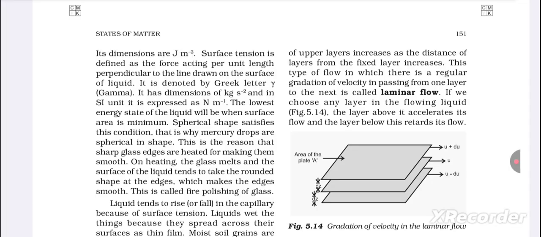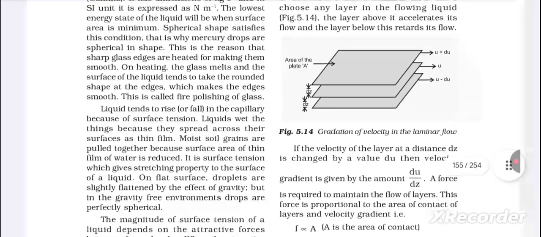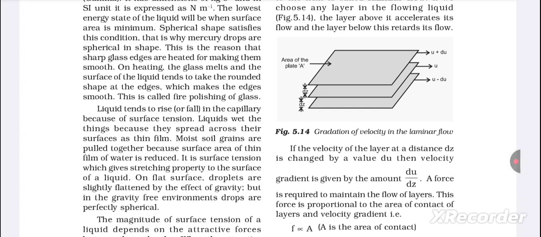This is the reason that sharp glass edges are heated for making them smooth. On heating, the glass melts and the surface of the liquid tends to take a rounded shape at the edges, which makes the edges smooth. This is called fire polishing of glass.